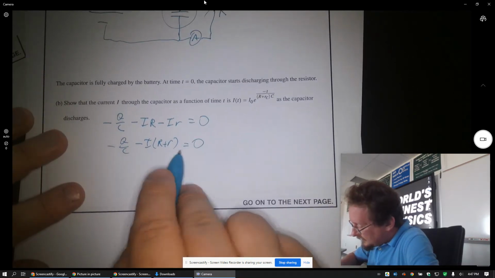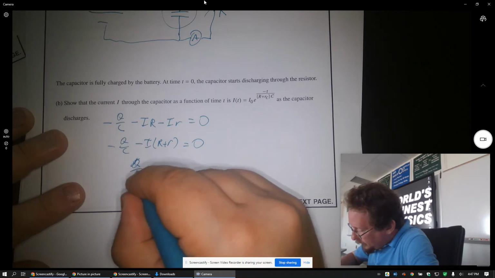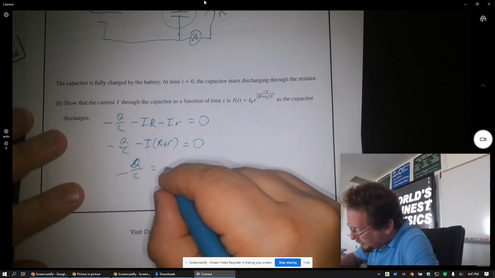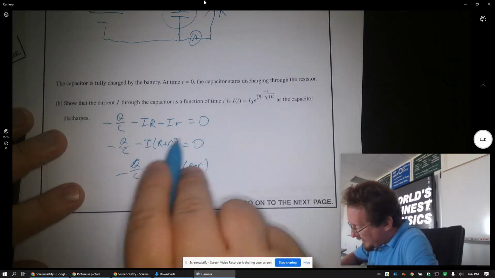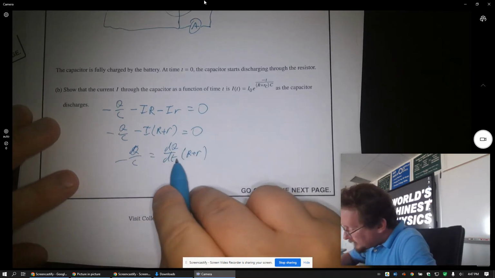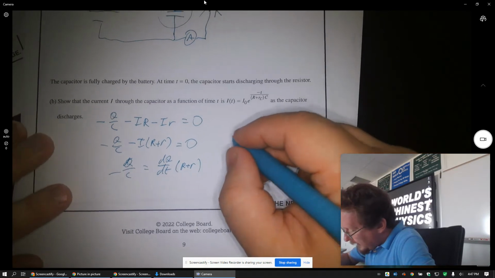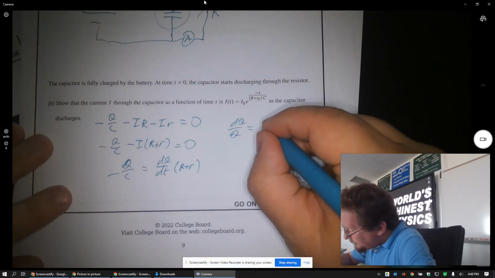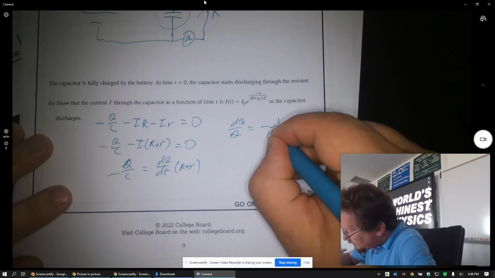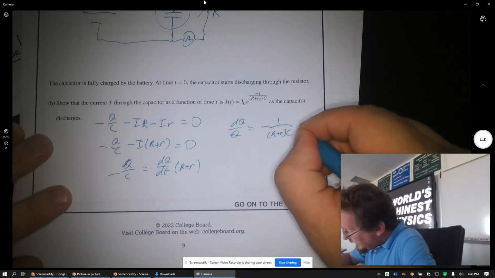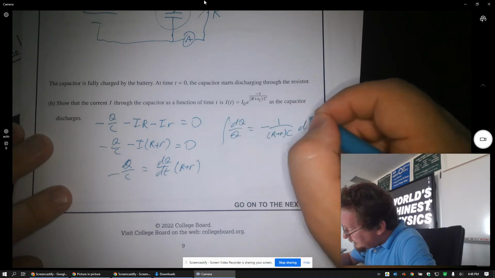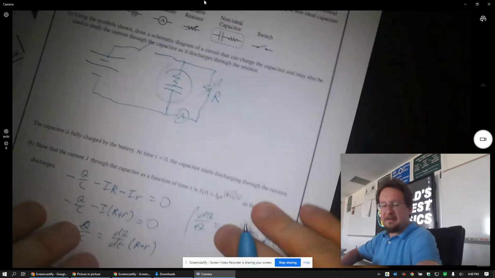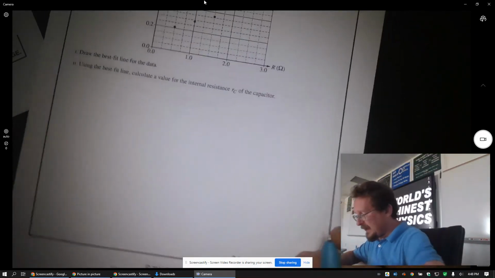And let's separate them. Q over C. You can tell I'm chomping at the bit to make this differential equation. dq/dt, R plus r. So I just added that over and made the I dq/dt. So now I'm getting, let's see, dq over Q equals negative 1 over the two resistances added, times C, dt. Okay, I'm not going to show this. It's the same thing as before. Do you really need to see it again?